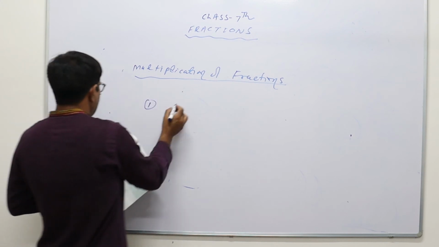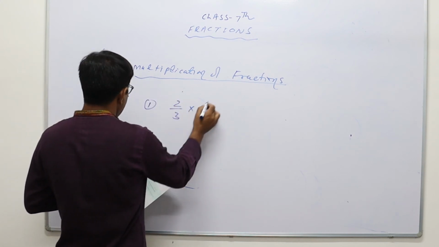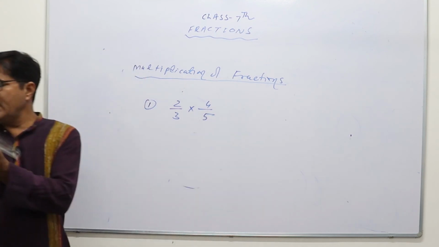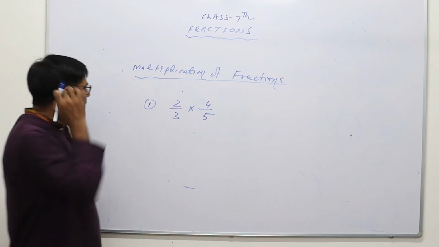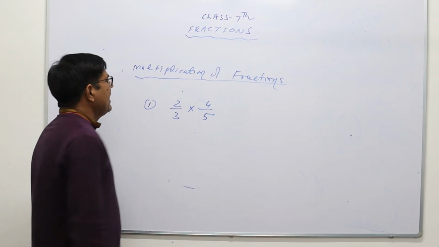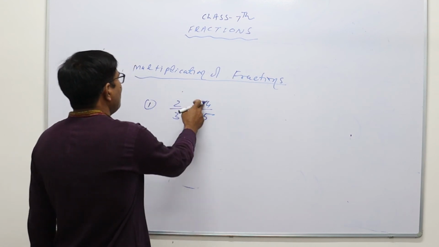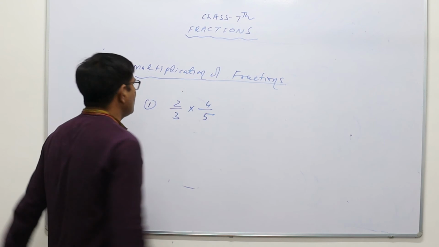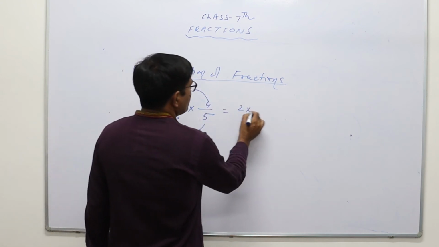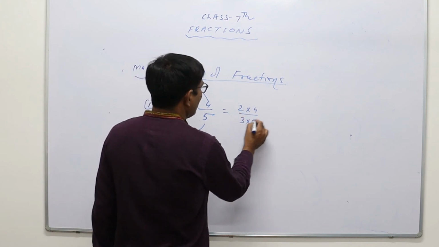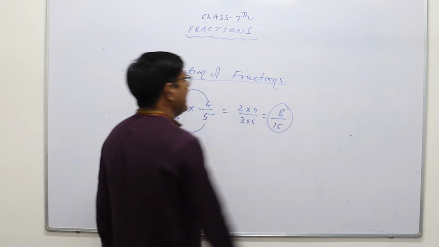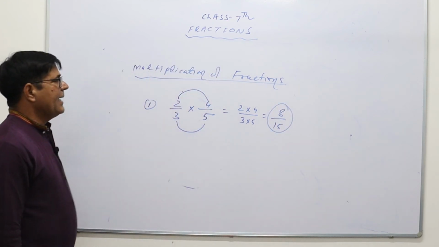So the first fraction is 2 upon 3 and multiply with 4 upon 5. Here, both given fractions are in simplest form, 2 upon 3 and 4 upon 5, and in 2 and 5, and 4 and 3 there is no common factor. So directly multiply numerator to numerator and denominator to denominator. So 2 into 4 whole upon 3 into 5. So 2 fours are 8 and 3 fives are 15. Again see, 8 upon 15 is also in standard form.